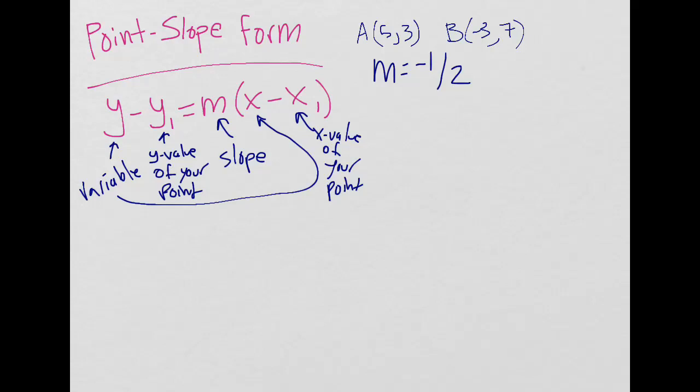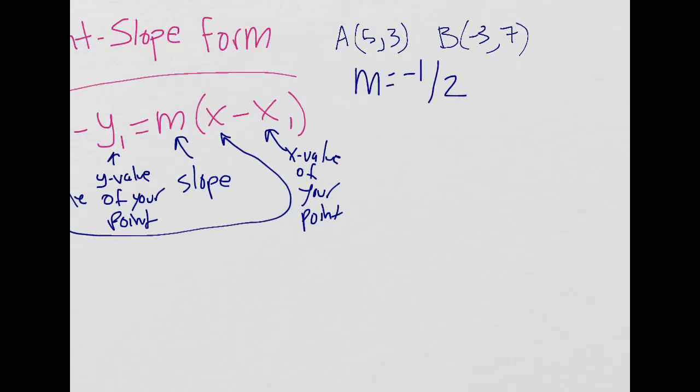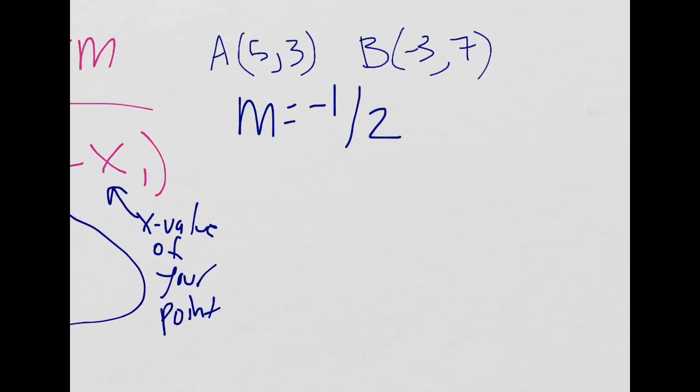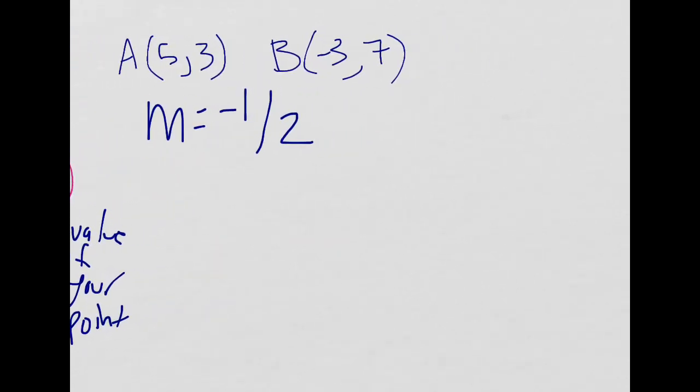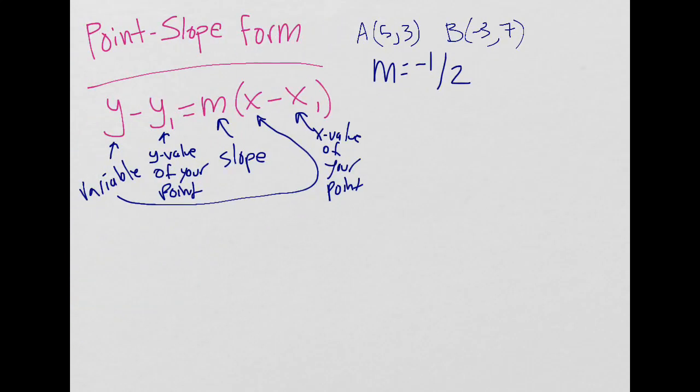Okay, so in the last video we introduced point-slope form and we found the slope between our 2 points A and B. So now what I want to go ahead and do is write the equation in point-slope form. And point-slope form is super awesome because if you have a point and a slope, that's all you need, and you can write your equation just like this.